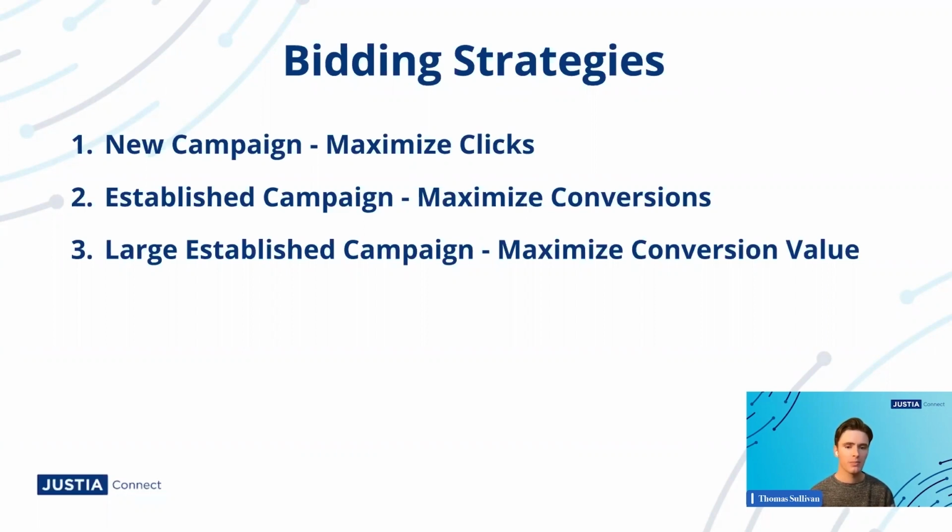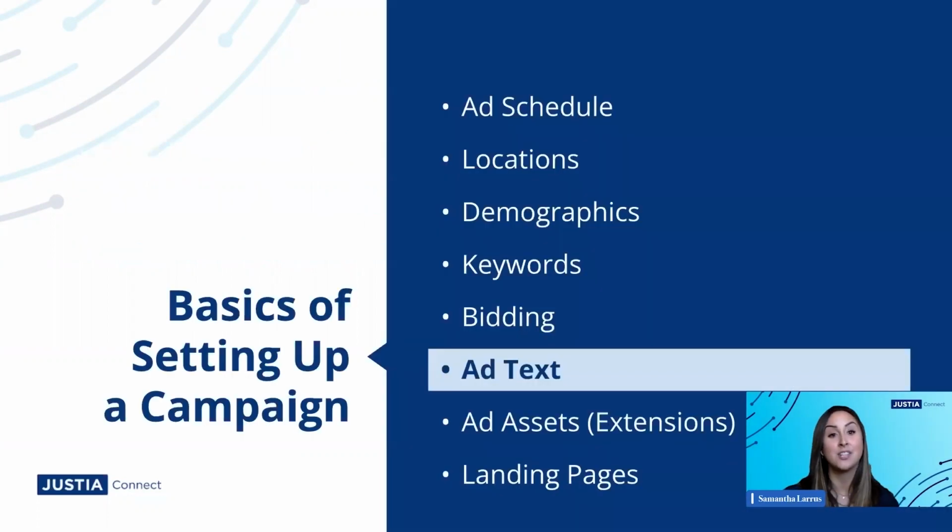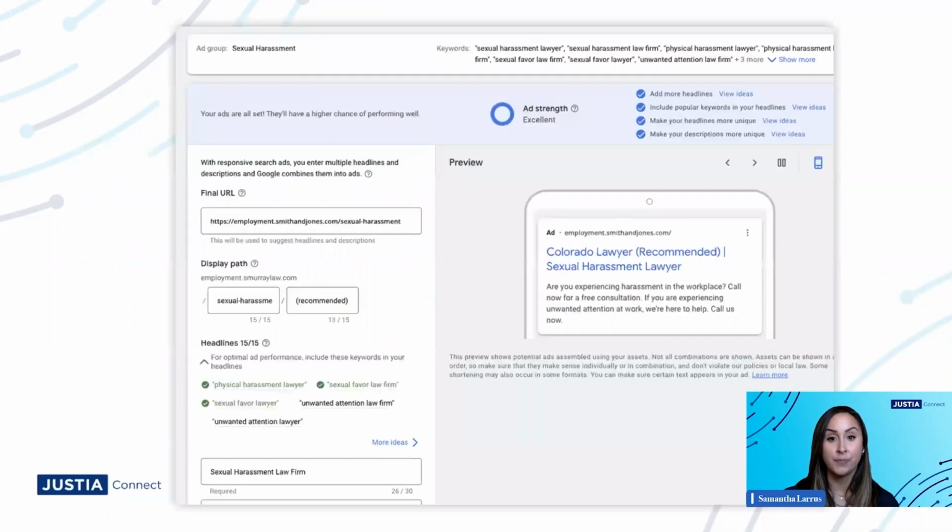All right, so now that we have a grasp on those bidding strategies, let's go ahead and run through the ad text setup. So first things first, we're going to look at the actual creation of your ad. This is the setup page for a responsive search ad. And first thing at the very top, they're going to ask you to input the URL for your landing page in the final URL field.